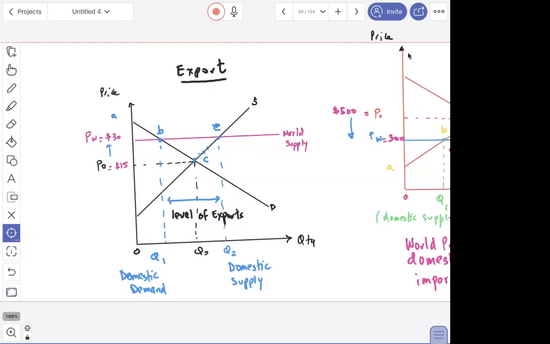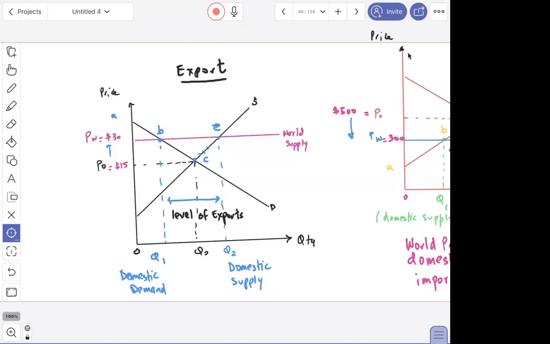Now, Sidra is asking me, why can't they sell at $15? They have an advantage. I mean, if you can sell it at 30, why would you want to sell at 15? When the lowest possible price that people are selling it for is 30, then you will sell it for 30. You won't sell it for 15.